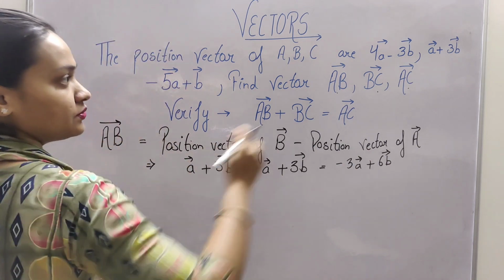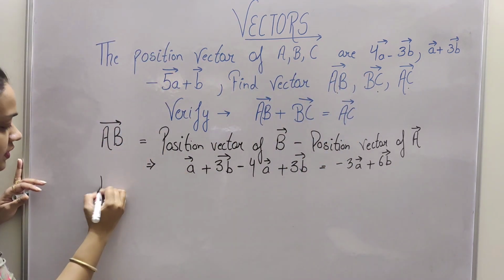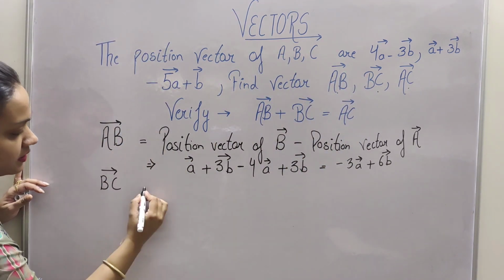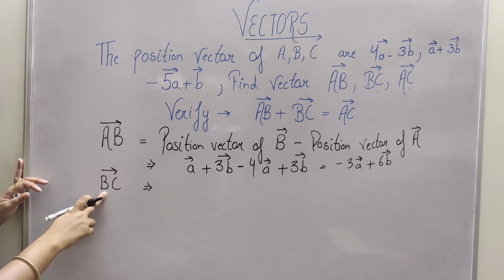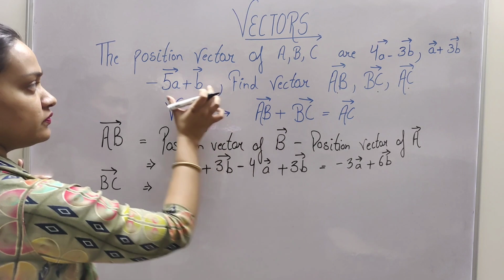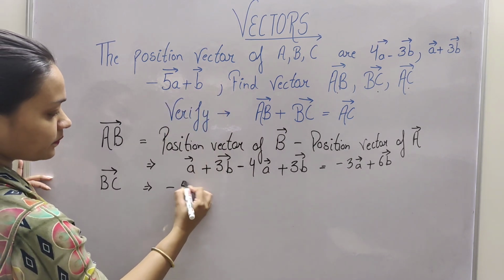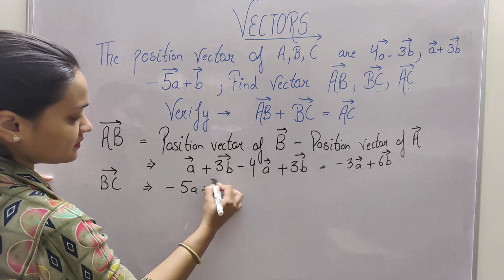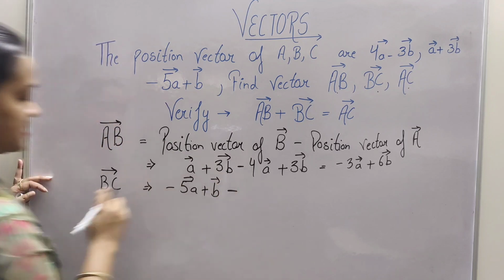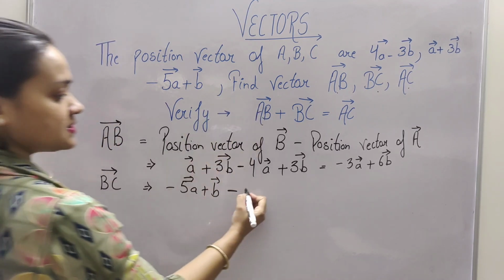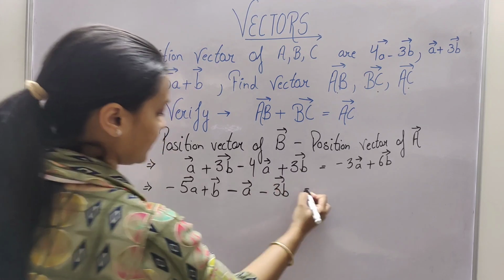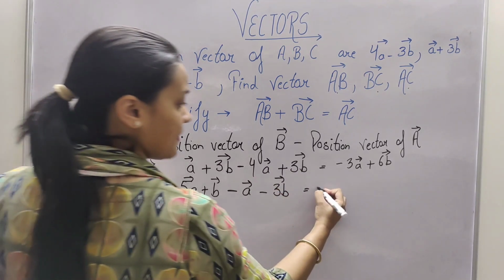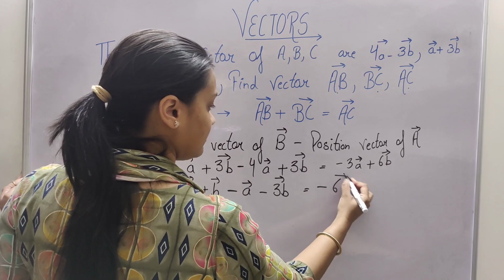Similarly, you are going to solve the BC vector. So again, position vector of C minus position vector of B, and we are directly going to write the values. C vector is minus 5a vector plus b vector, minus B vector, which is a vector plus 3b vector. So the value comes minus 6a vector minus 2b vector.